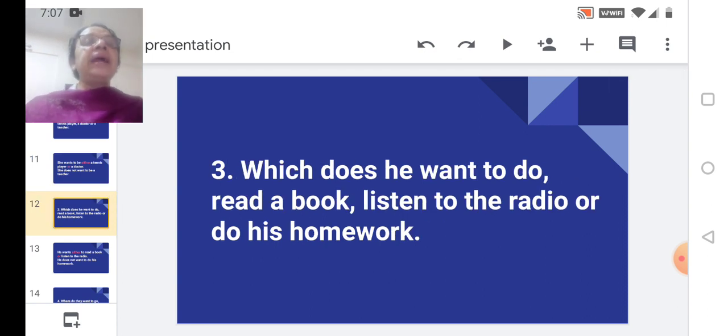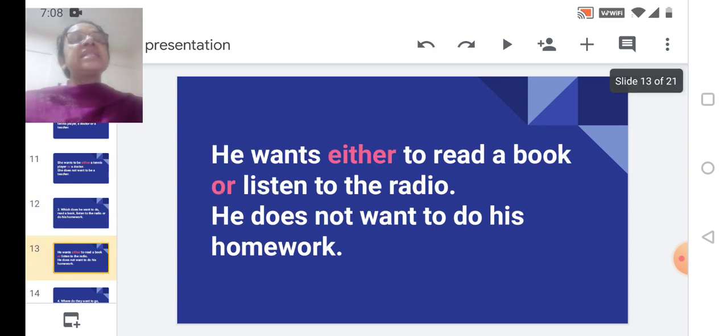Now let me move ahead. Which does he want to do? Read a book, listen to the radio, or do his homework. Now here is some action. You have to choose between these actions. Which does he want to do? Read a book, listen to the radio, or do his homework. Let's find out.